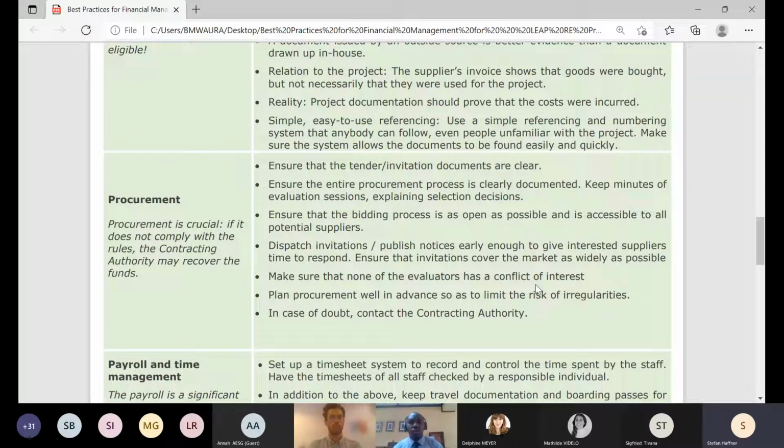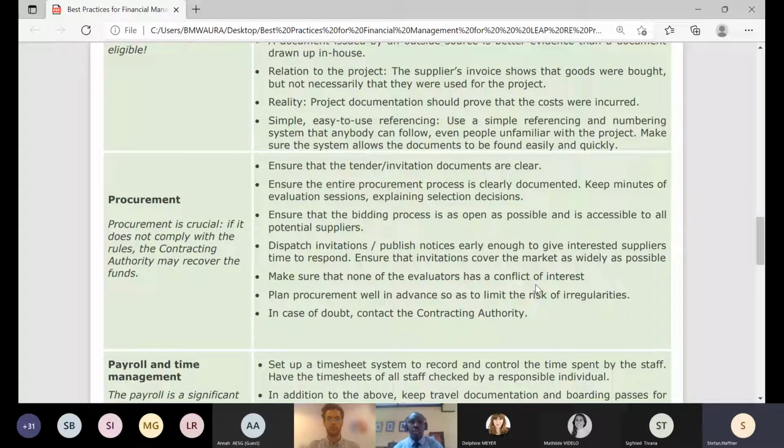So it's very important to ensure that the partners have very good documented procurement policies and procedures that detail, from the beginning of the process, very clearly how the tenders are advertised, how invitations are sent to the prospective bidders, and even to ensure that the bidding process is as open as possible and accessible to all the potential suppliers, as well as dispatch invitations and try to publish any time the partners want to make any procurement of goods and services.